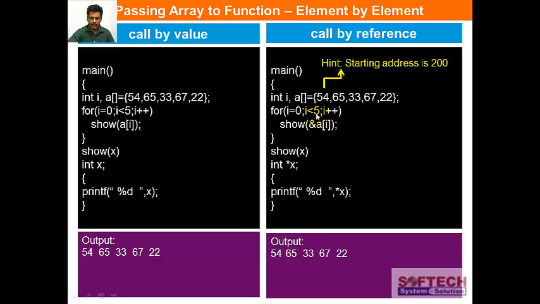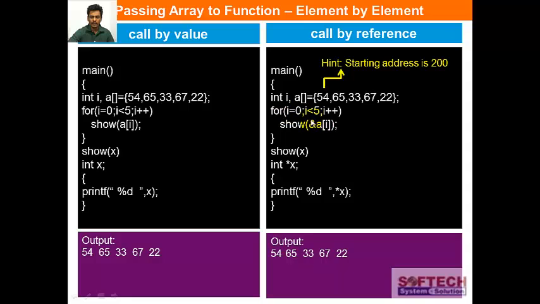So the 200 is transferred to the formal argument. It is an integer address, so here we declare an integer pointer variable, integer star X. The 200 is transferred to X. X is a pointer variable that can hold the address of an integer variable, so 200 is stored as an integer address. Here we print percentage d of star X. What is X? X is 200. What is the value at 200? It is 54, and it displays 54.